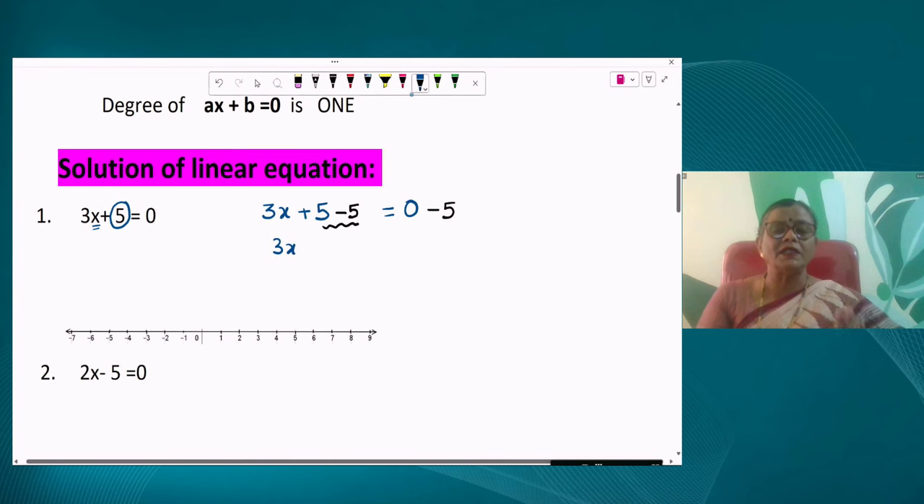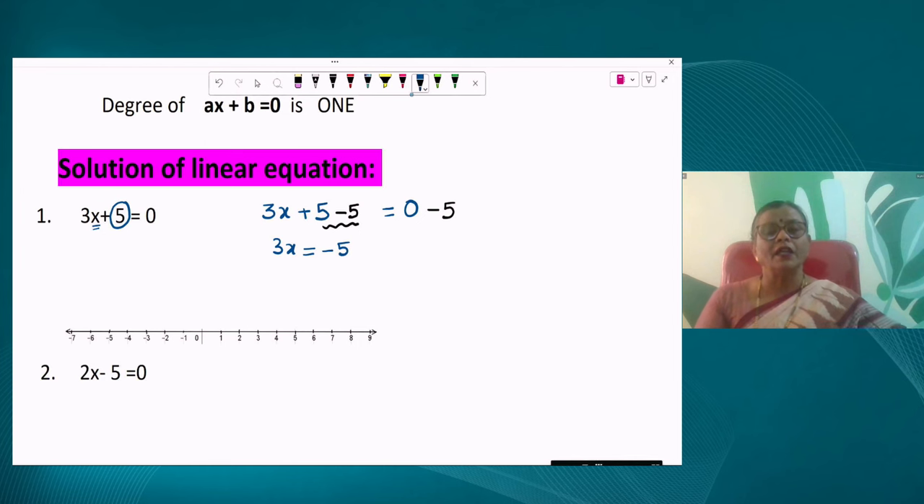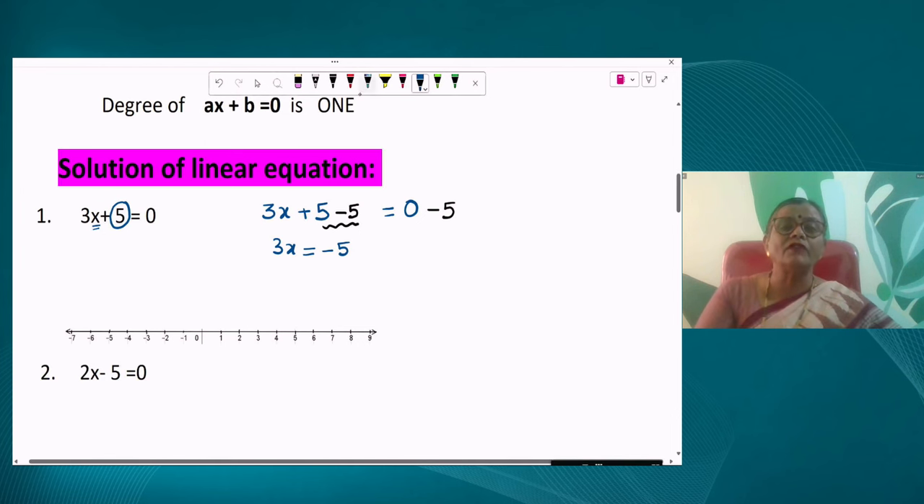That is, 5 plus minus 5 is reduced to 0. And you have the expression as 3x is equal to minus 5. Now we have not yet arrived at the answer. We get 3x is equal to minus 5. We now want the value of x. That is, we have to eliminate this 3 from here.